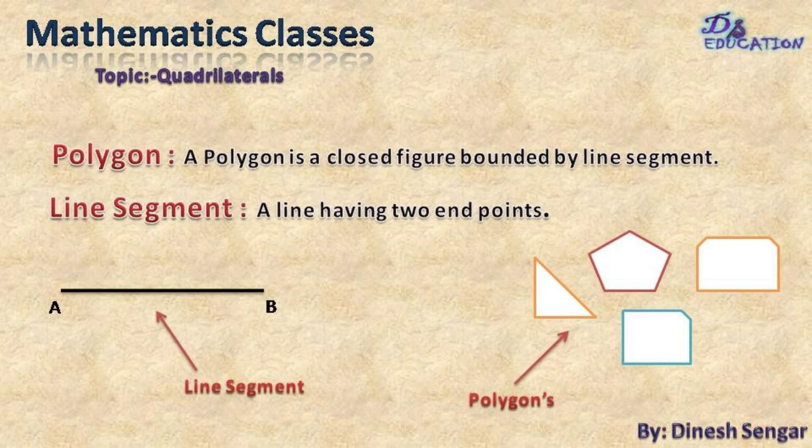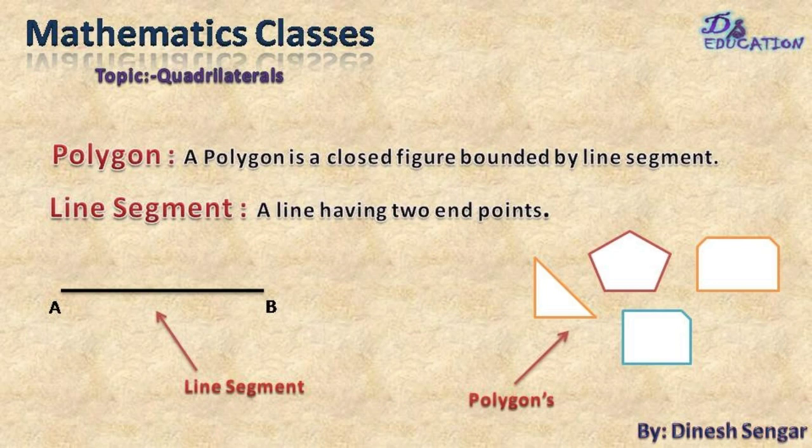Another question comes, what are line segments? If you see, AB is known as a line segment. A line which has two end points is called a line segment. Now, lots of examples of polygons are given, and they all are examples of polygons because they are all bounded by line segments. There are many polygons, there is no limit to the number of polygons.